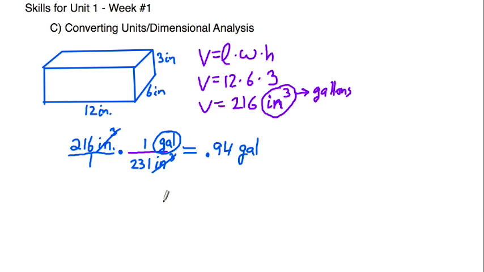So 216 cubic inches is the same thing as 0.94 of a gallon. Almost a gallon of milk would fit in this container.